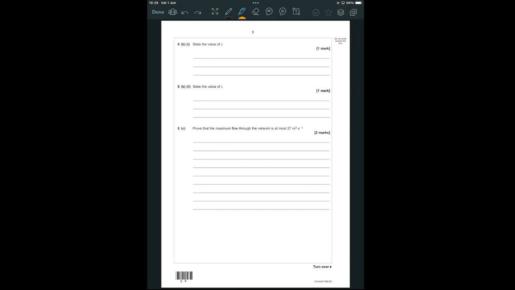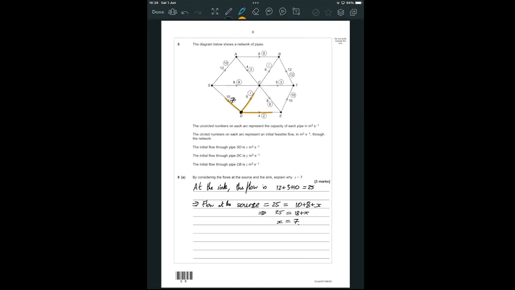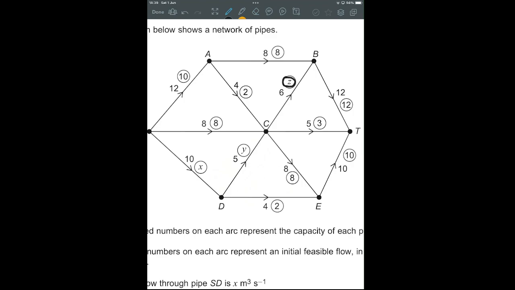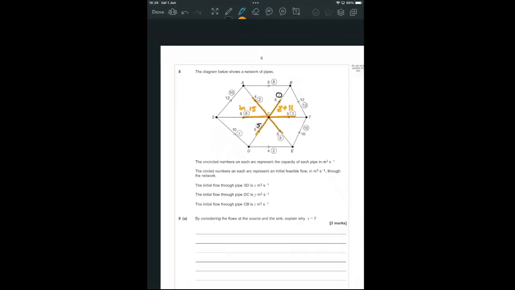State the value of z. So where is z? Good question. Z is up here. So I want to try and find this z here. I now know that y here is 5. So same argument. I've got 2, 8 and 5 going in. So I've got a total of, almost messed up my mental arithmetic, 15 going in. Going out I've got z plus 11. Well, then that's just telling us that z is 4.